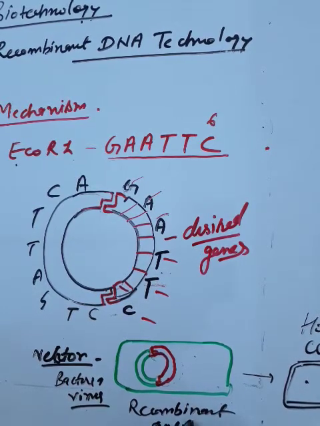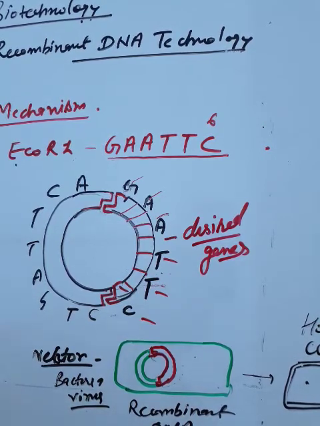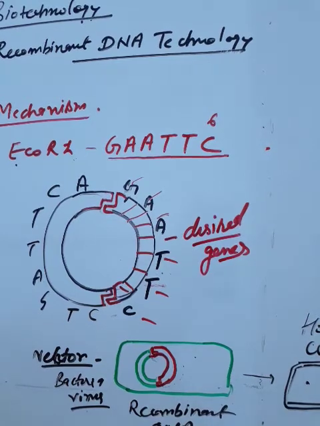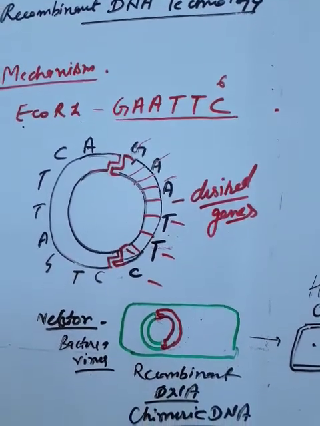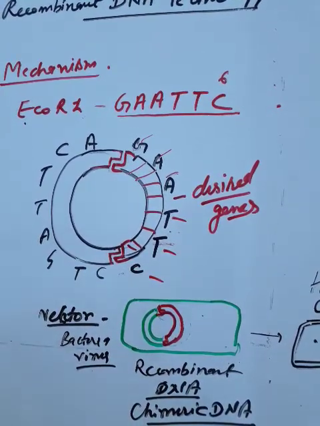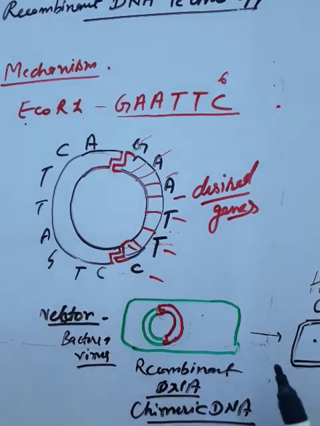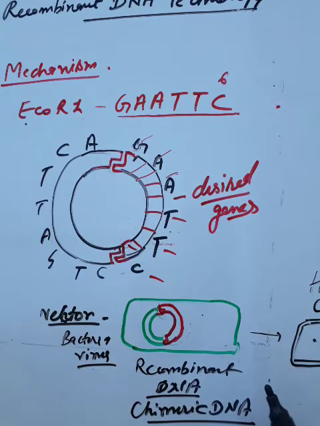Recombinant DNA is also known as chimeric DNA. With the help of the vector, we insert the recombinant DNA into the host cell. This is recombinant DNA technology. Okay, thank you.